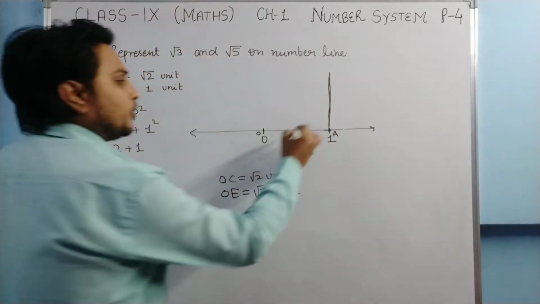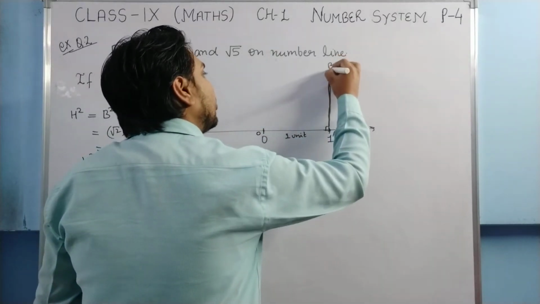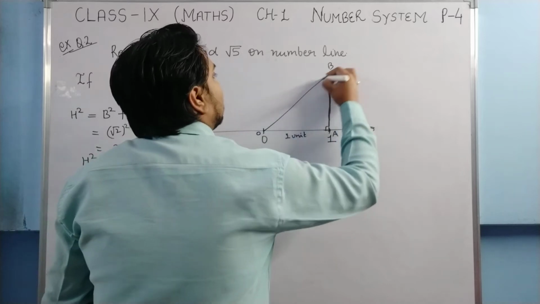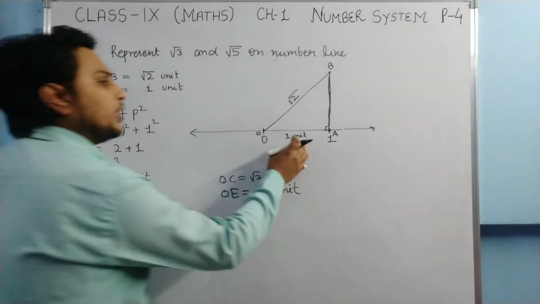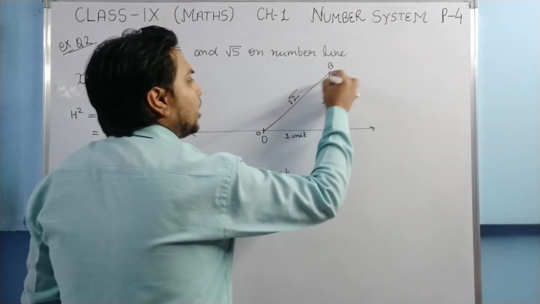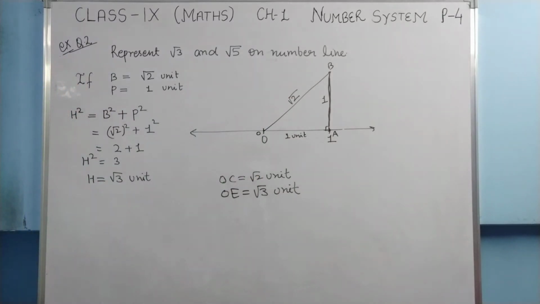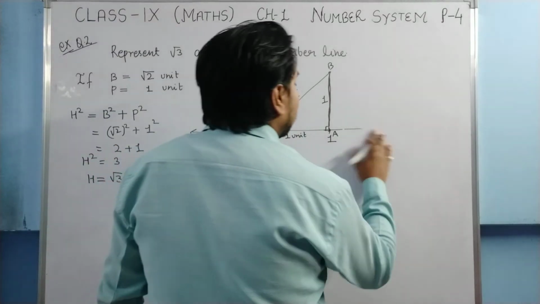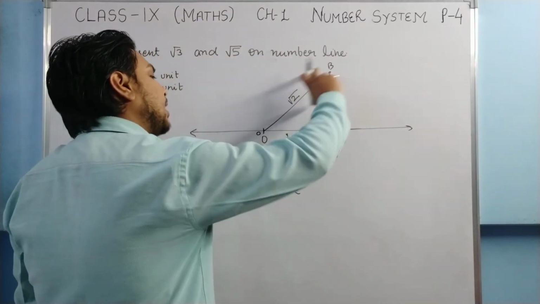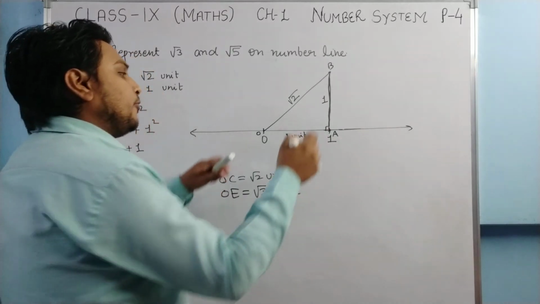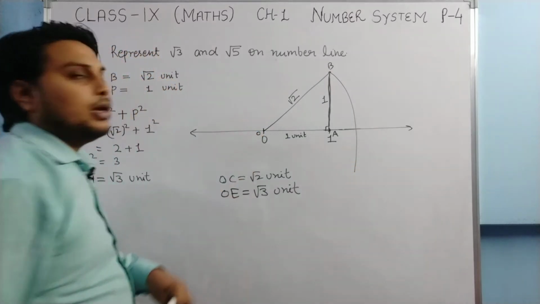This line is perpendicular. If we join this O to this point B, it is hypotenuse. If base is 1 unit and perpendicular is 1 unit, then base square plus perpendicular square will be hypotenuse square, as we have seen in the last question. Now we have to show this hypotenuse on number line. So with the compass we will take the radius as OB and cut an arc on this number line.